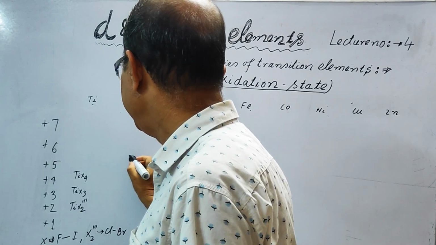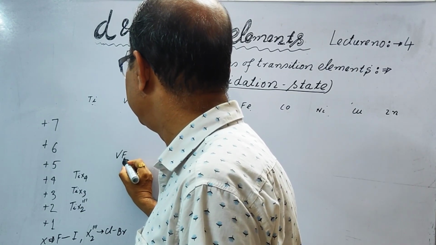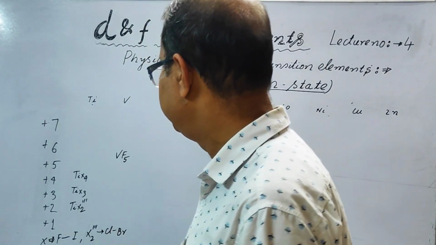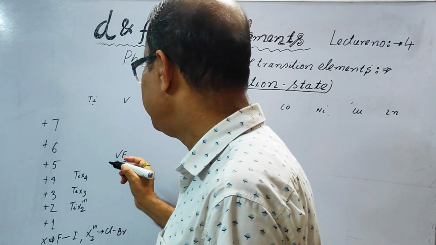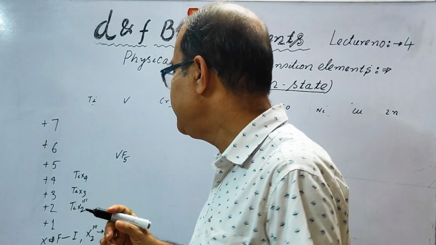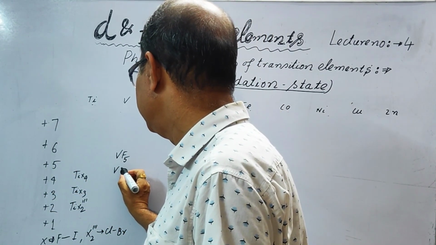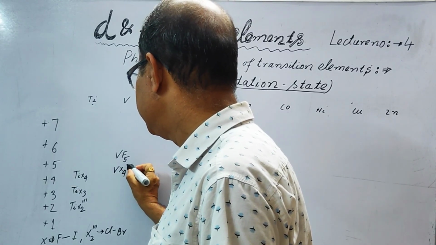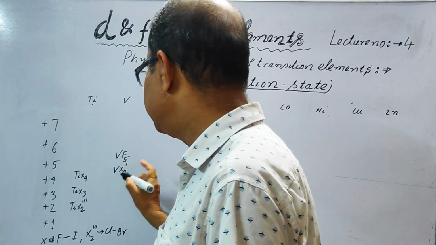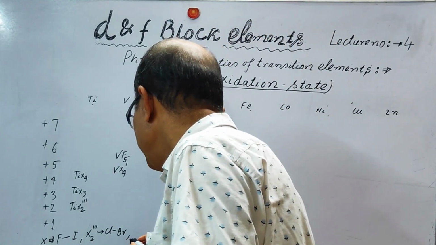Then for vanadium, the maximum oxidation state you can observe is +5, and it is in the case of fluoride. After that, you will find the tetrahalide of vanadium. In this case, you will observe all the halides excluding the iodide.